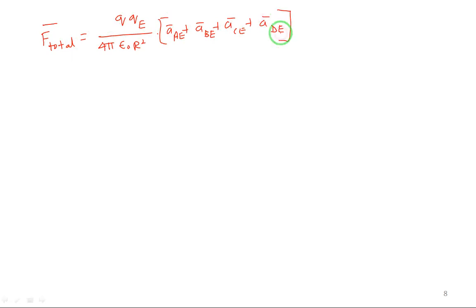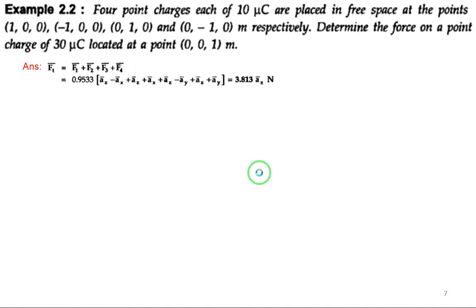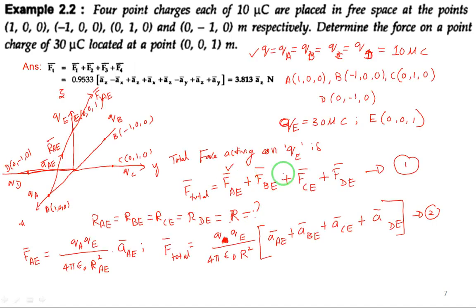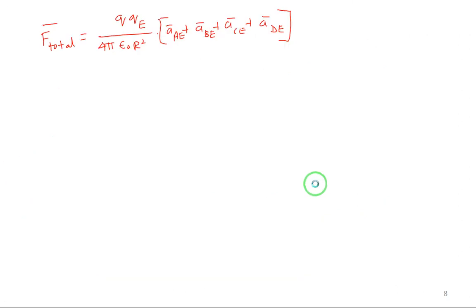Why I am taking common is to avoid repetitive calculations. Or else I could have calculated FAE, FBE, FCE, FDE separately, then added all of them. That is one way of doing it. But I have to identify the common things and understand the problem, because QA equal to QB equal to QC equal to QD, all such things I have to take care of. So I will rewrite the formula once again: Q into QE by 4 pi epsilon naught R square.